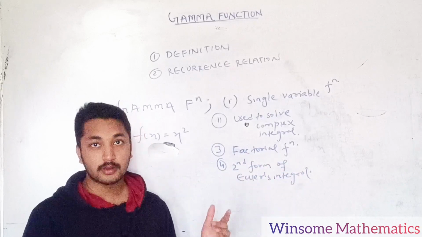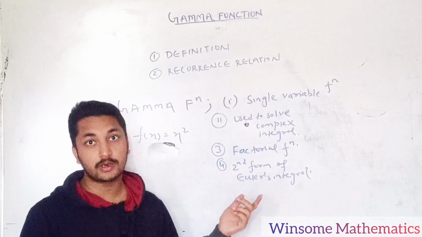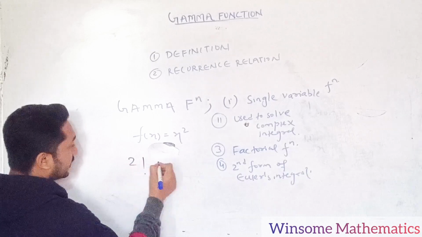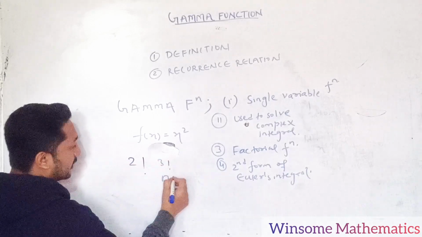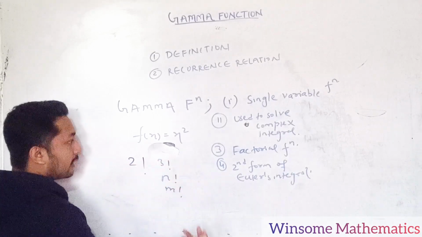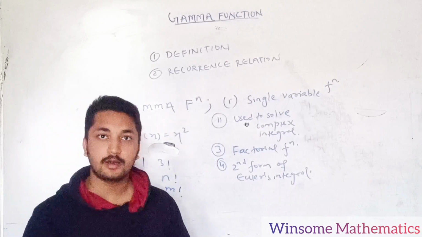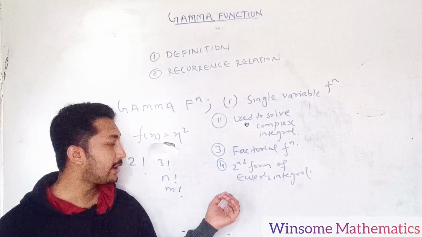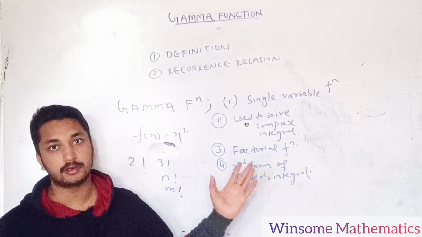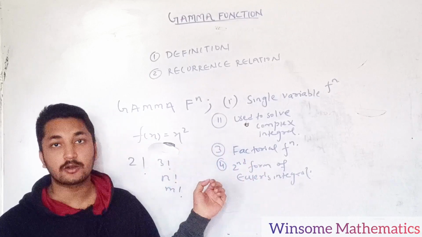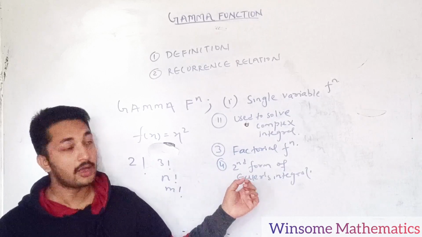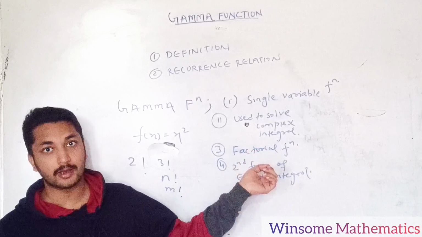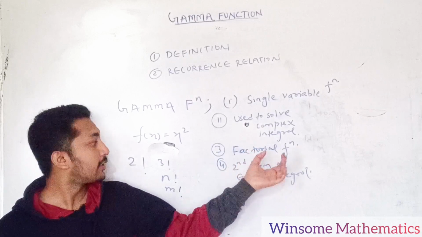Third point, factorial function. What is factorial? You are familiar with factorial since childhood. Factorial is simple: 2 factorial, 3 factorial, n factorial, m factorial. One thing to be clear about factorial is that factorial gives you a constant result. You will get a constant term at the end. This is another most important thing inside the gamma function, because we are getting a constant result.